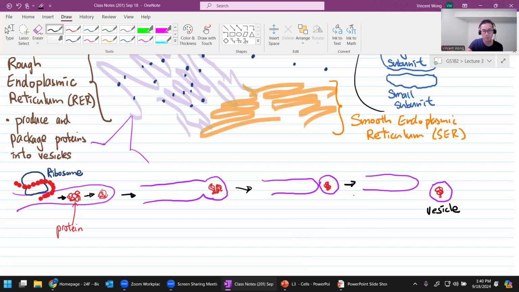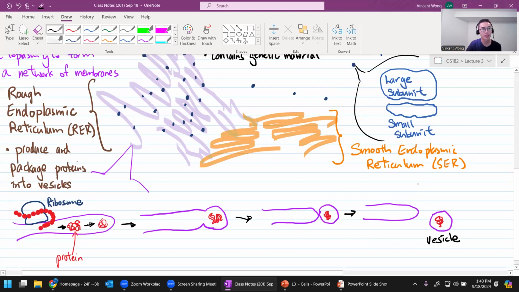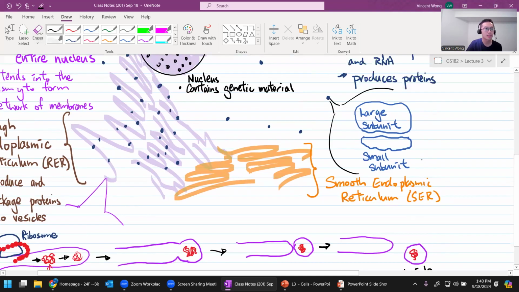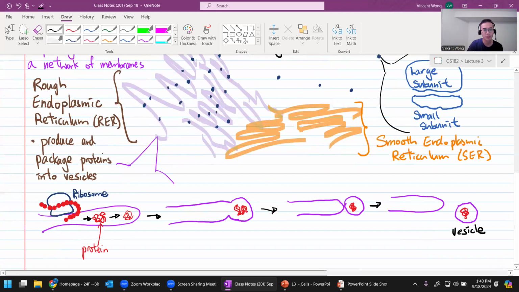But any question about this process? Can you kind of visualize what I'm trying to describe here? Yeah, maybe. Okay, how about the smooth ER? What does that do? Well, to keep, can you explain the making of the protein part again? Oh, okay. You mean for the ribosome?